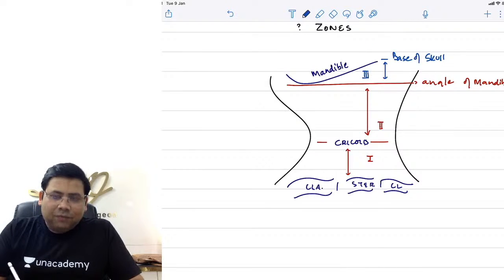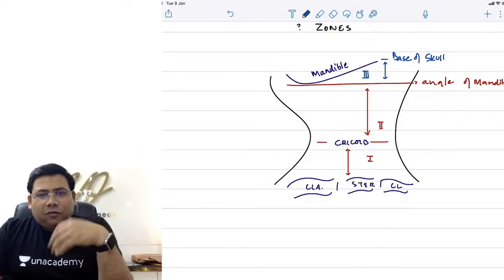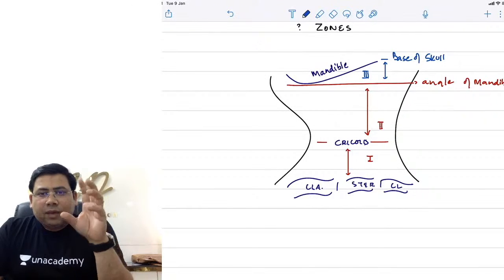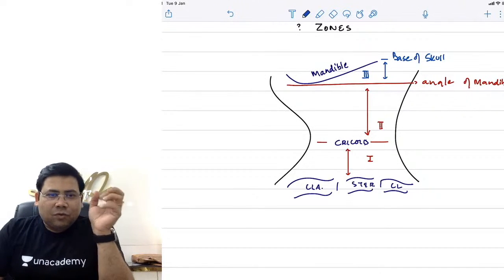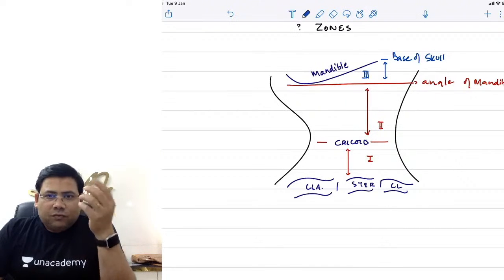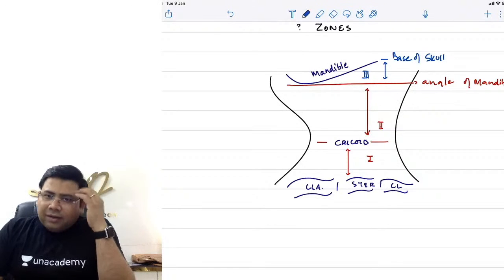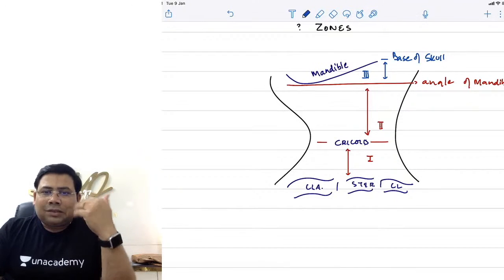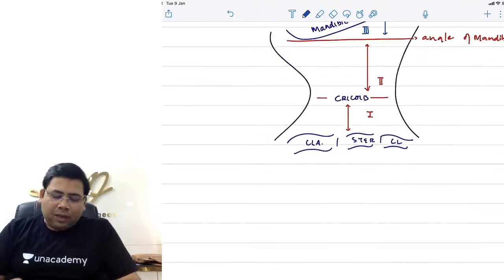What is the similarity between 1 and 3? Some part of 1 and some part of 3 is surrounded by the bony cage. So if you want to do exploration for the neck and you want to expose zone 1 or zone 3, you'll have to do sternotomy and mandibulotomy for 1 and 3 respectively.